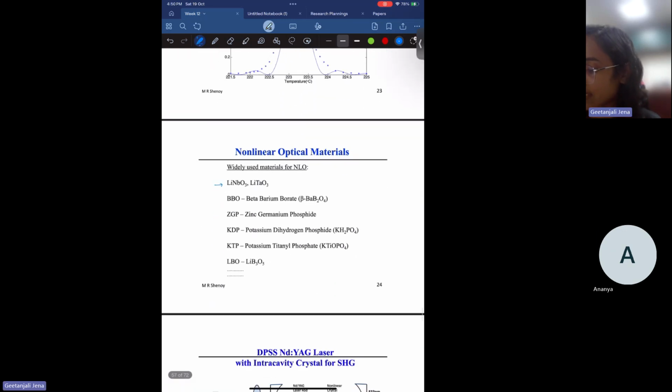And you have to just go through the materials. What are the names of the materials? One is lithium niobate, beta barium borate, zinc germanium phosphide, potassium dihydrogen phosphate, potassium titanyl phosphate, and LBO, lithium triborate.